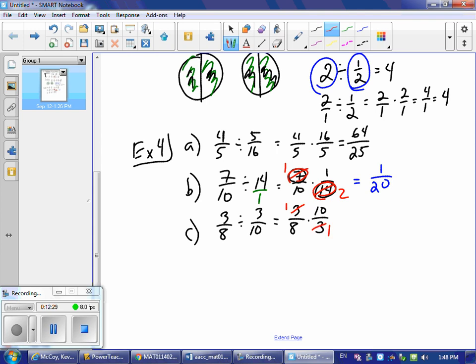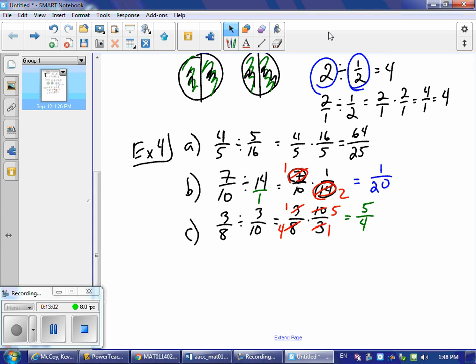I've got a 10 and I've got an 8. I know that 2 goes into both of those. 2 goes into 8 4 times. 2 goes into 10 5 times. Now all I have left is a 1, 5, 4, and 1. None of those things are going to have any cross cancellations. So I can multiply straight across the top, multiply straight across the bottom, and I've got 5/4. So 3/8 divided by 3/10 is 5/4.